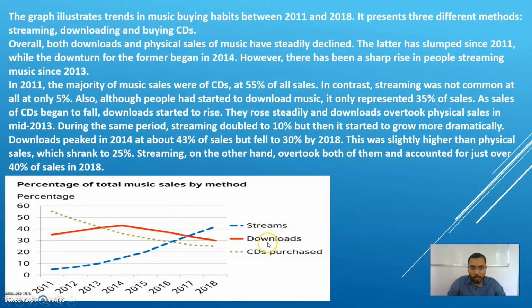See, whether we go to the red line, downloads, or the green line, physical sales, it is always declining, and downloads are declining after 2014. The latter means the one which came later. See here, downloads and physical. So which comes later? Physical. So the CD slumped in 2011, while the downturn for the former began in 2014.